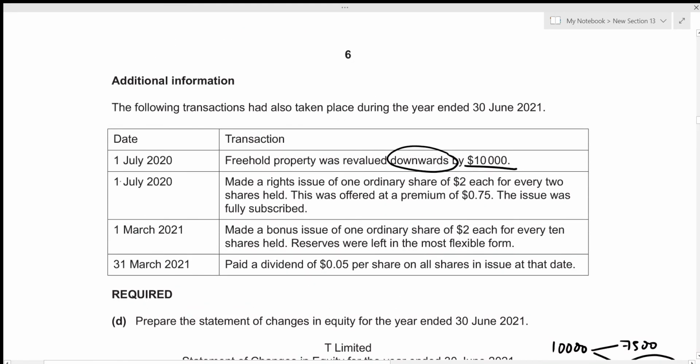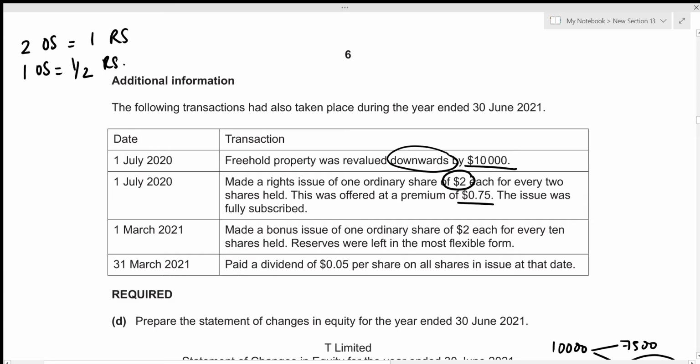Then the second one was 1st July 2020, made a rights issue of 1 ordinary share of $2. So this is the nominal rate, right? 1 ordinary share is of $2, each for every 2 shares held. This was offered at a premium, so we also have a premium of 0.75, and the issue was fully subscribed. Okay, so I'm just going to write it right here. 1 ordinary share was issued as a rights issue for every 2 shares held. So for 2 ordinary shares, we gave 1 right share, right? Now for 1 ordinary share, we gave 1 by 2 right share.